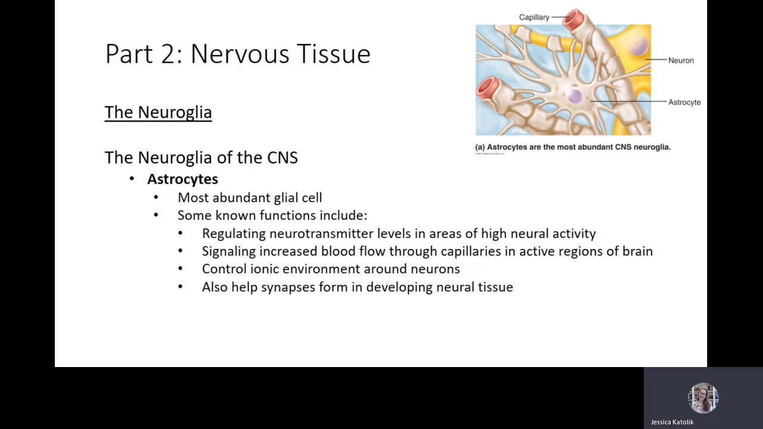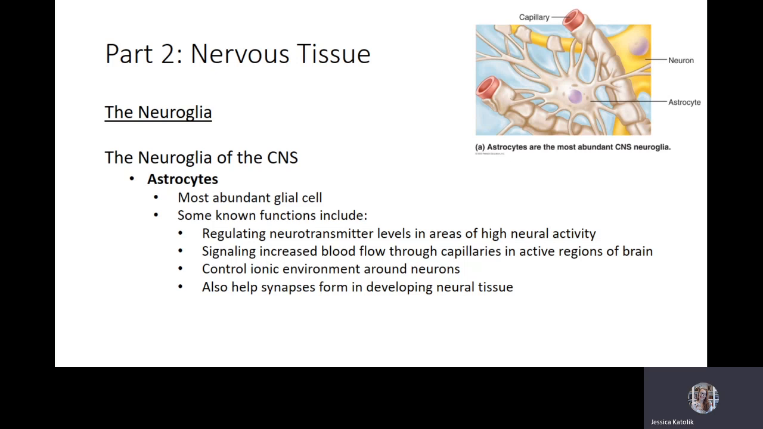Another thing that it can do is it can be involved in signaling increased blood flow through capillaries in areas where the brain is very active. When the brain area is very active, those neurons are firing very rapidly, and we learned that neurons have a high metabolic rate. And so they're going to need a lot of energy, nutrients, and oxygen to be able to do their job. So when an area is firing very rapidly, these astrocytes can say, hey, let's redirect the blood to this particular area so that it can function the best it possibly can.